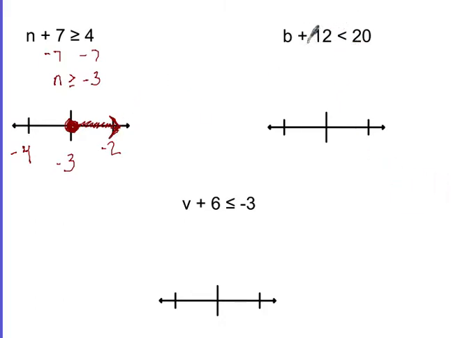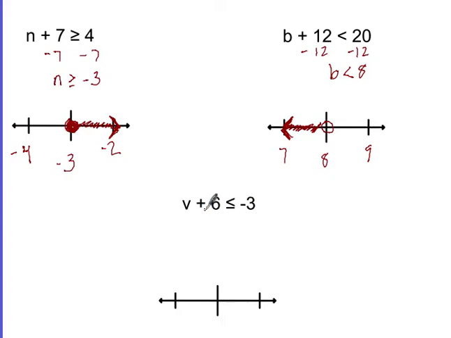Okay. B plus 12 is less than 20, so subtract 12. And B is less than 8, 7, 8, and 9. What symbol at 8? Open. Open circle and shade left. Awesome.